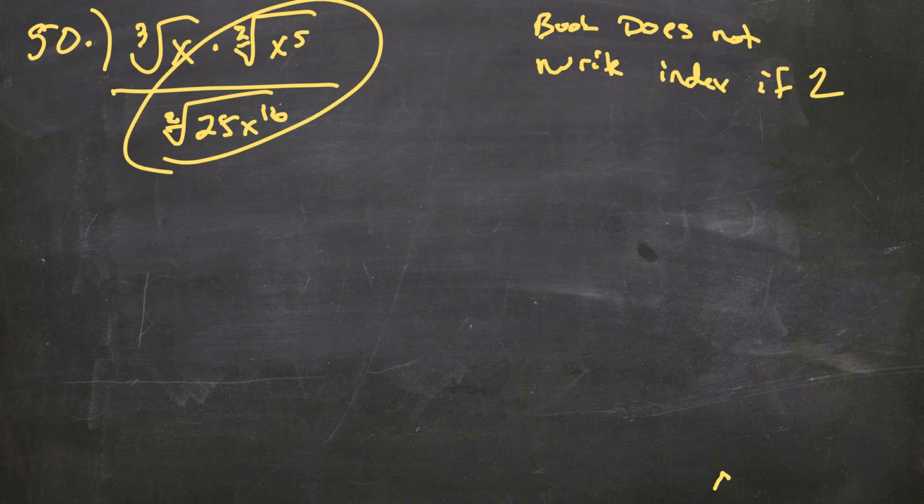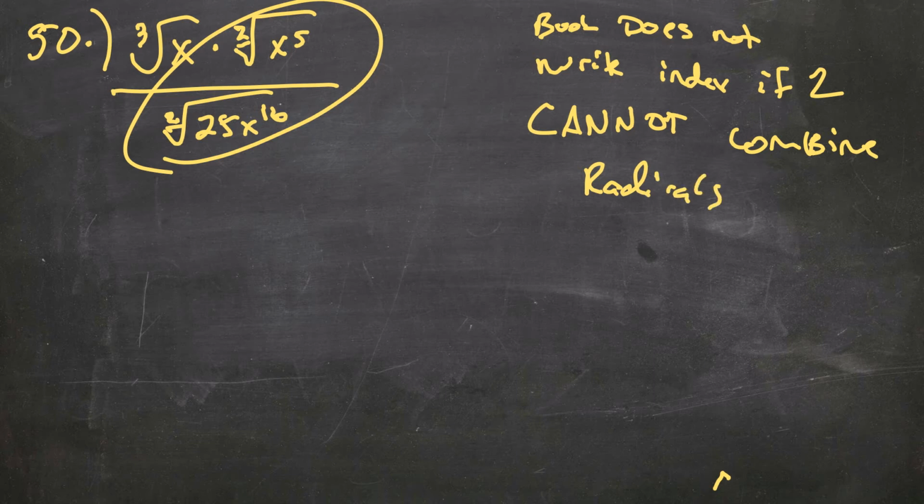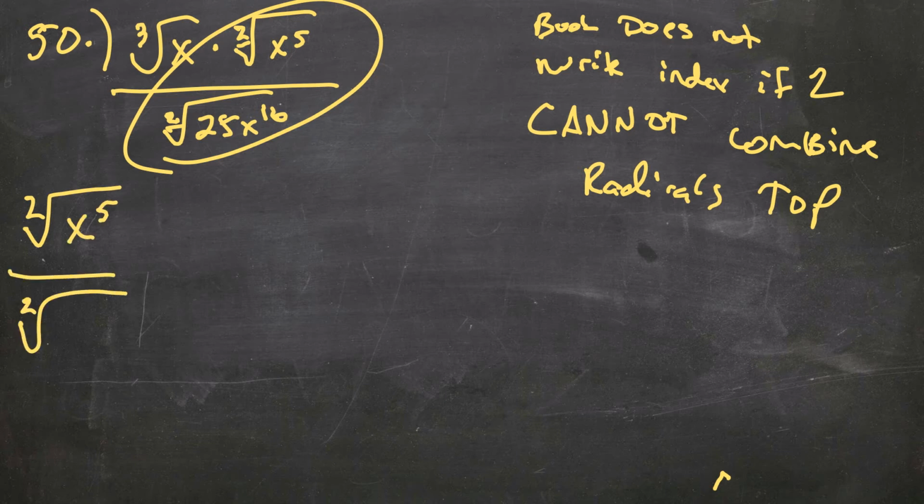Now, I'm going to focus on this part first because I cannot combine radicals on top because they have different indexes. So I'm going to just focus on the square root of x to the 5th all over the square root of 25x to the 16th. All right. I still have that cube root of x there. I'm just not messing with it. I'm just kind of keeping it here.